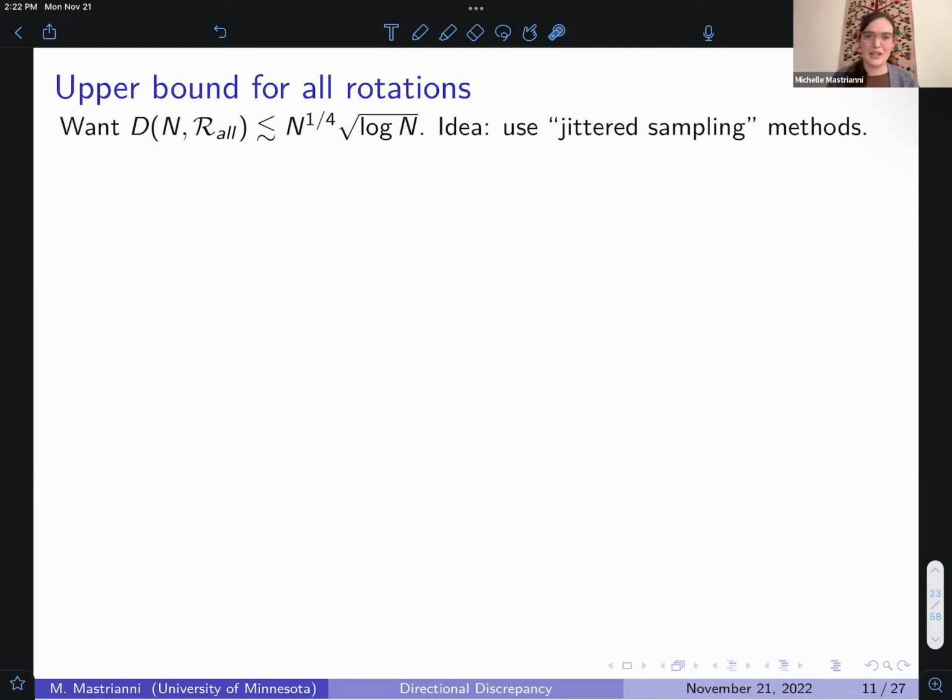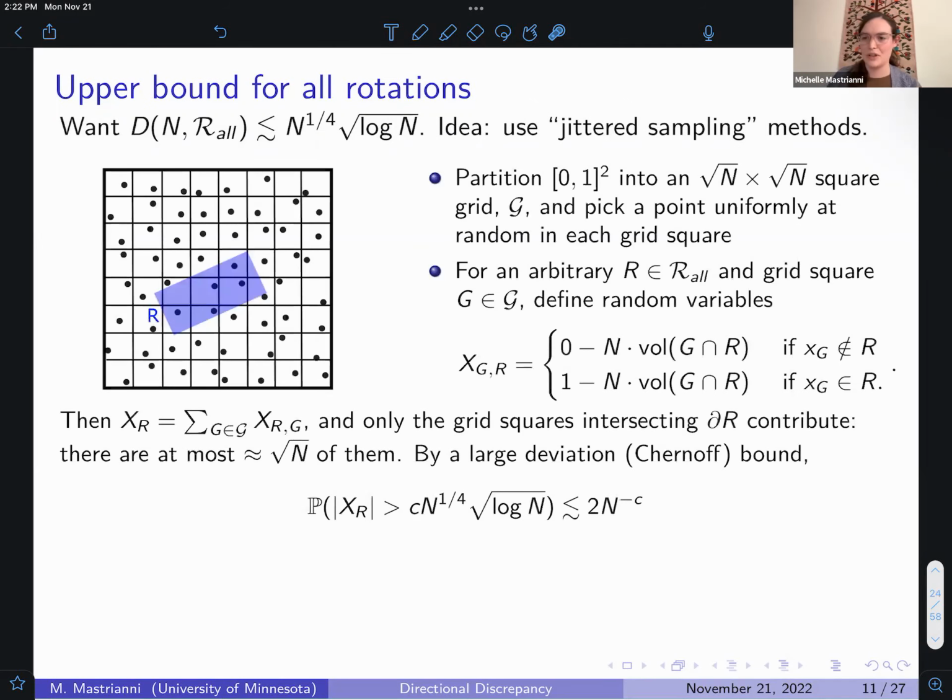Let's first discuss the upper bound though. I just want to go through this because I think it's a nice proof, and it also shows where this square root of log n pops out. So the idea is that you use jittered sampling methods, which are a way to randomize a point set, but also introduce a little bit of extra structure.